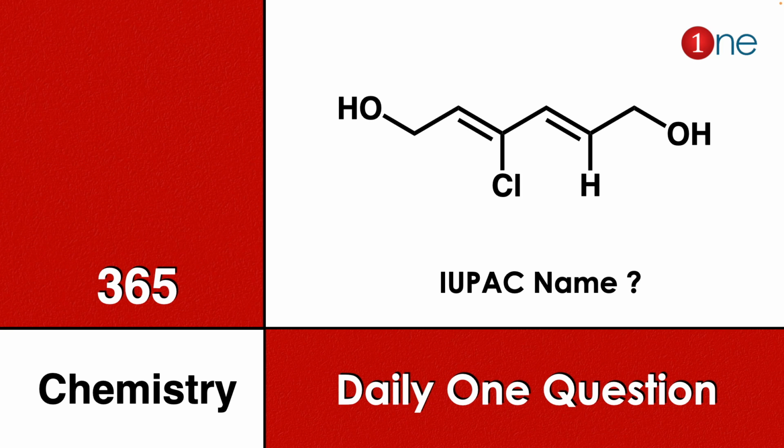Here a linear chain is given. You have a conjugated diene, both in the trans form. You have a terminal alcohol and chlorine. Here the stereochemistry and functional groups are specified. You have to find the IUPAC name of it.